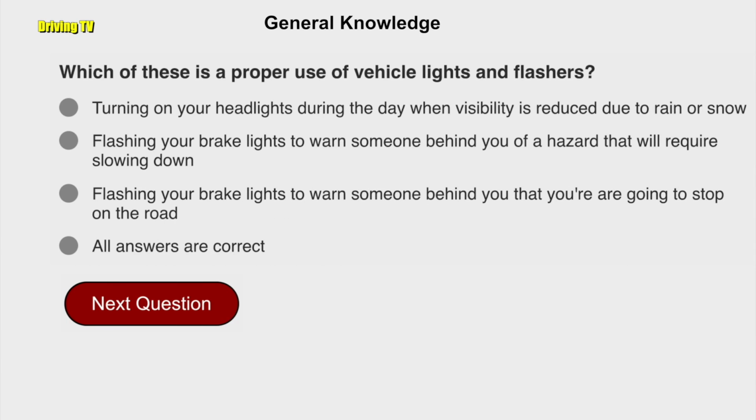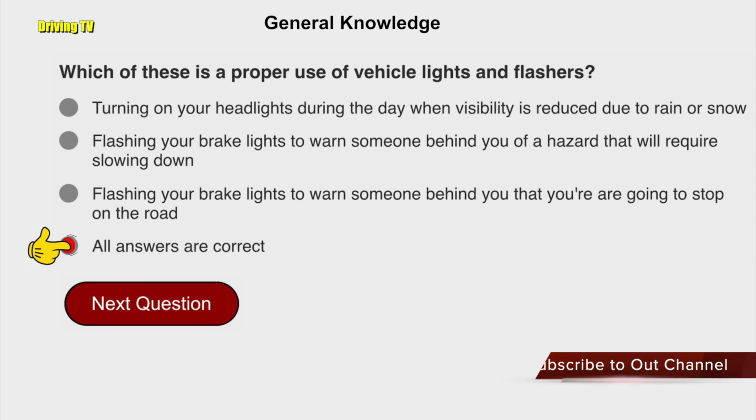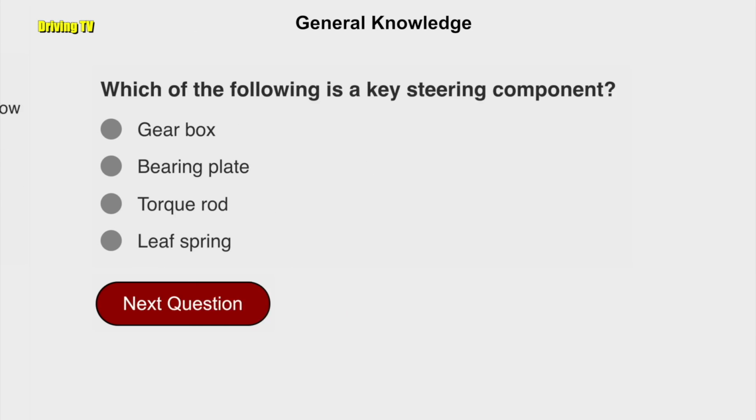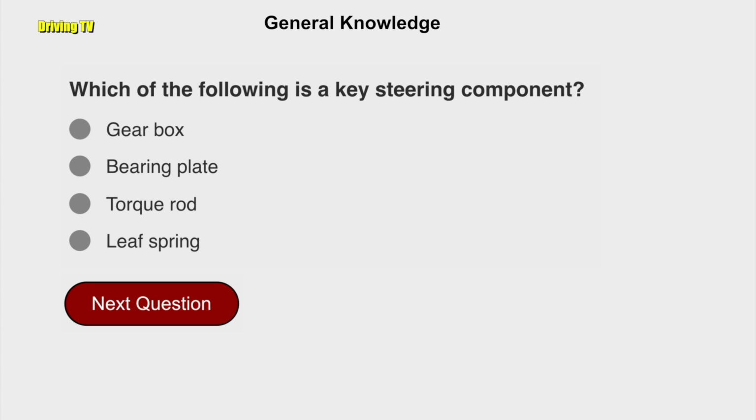Which of these is a proper use of vehicle lights and flashers? All answers are correct. Turning on your headlights during the day when visibility is reduced due to rain or snow. Flashing your brake lights to warn someone behind you of a hazard that will require slowing down. Flashing your brake lights to warn someone behind you that you are going to stop on the road. Which of the following is a key steering component? Gearbox.